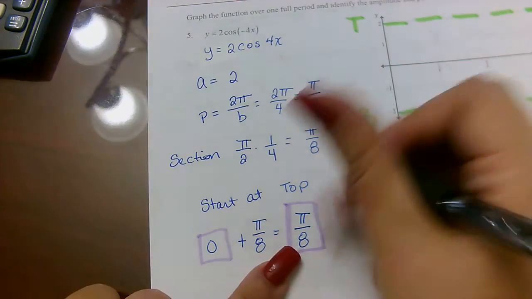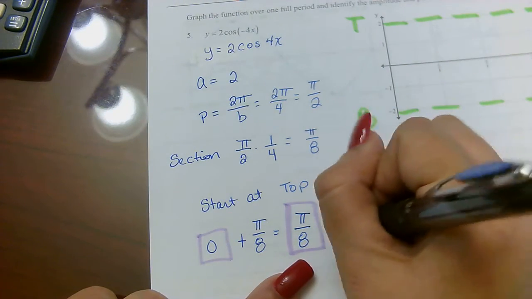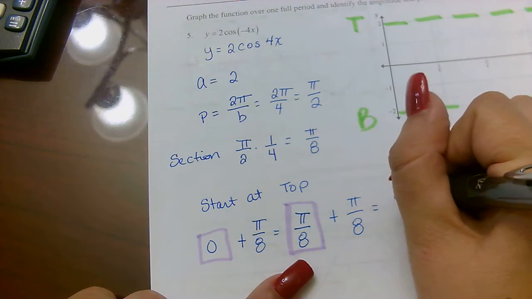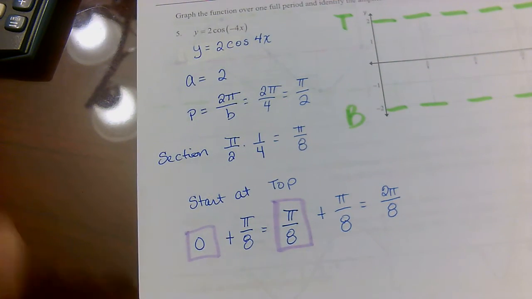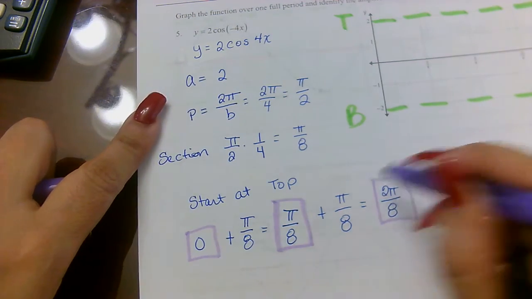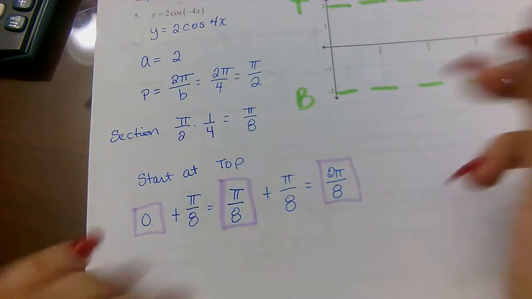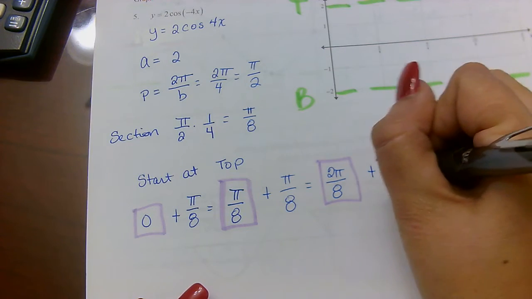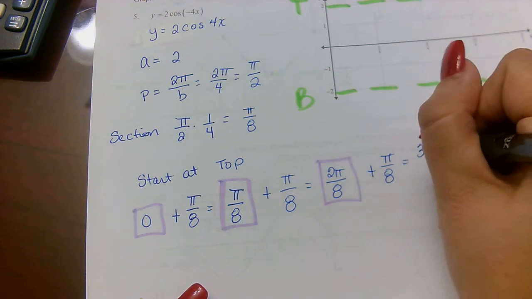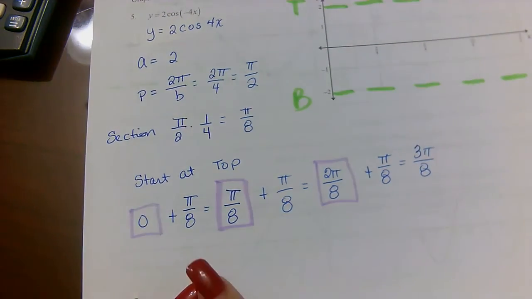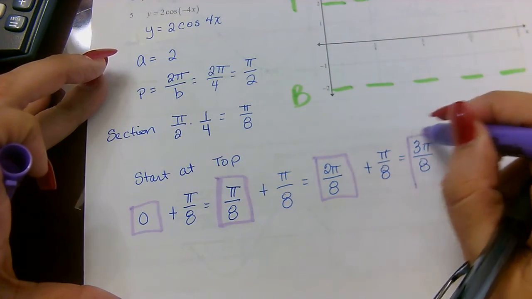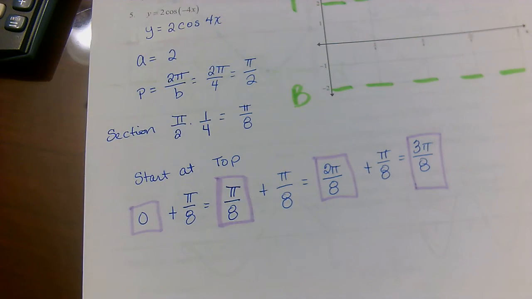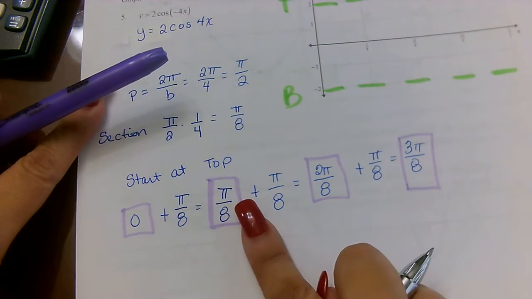Now I have to add another section, which is pi over 8, and I will get my next point. This will be 2 pi over 8. That's going to be my next major point. Again, I'm going to add another pi over 8, and I get 3 pi over 8. Notice I'm not simplifying my fractions right now. All I'm doing is getting my points.